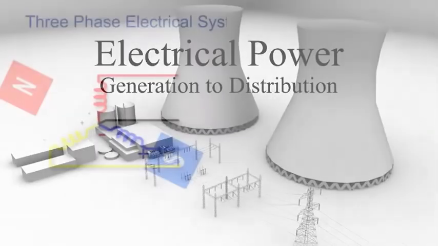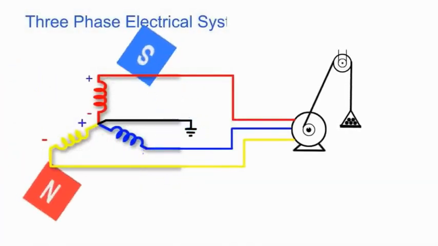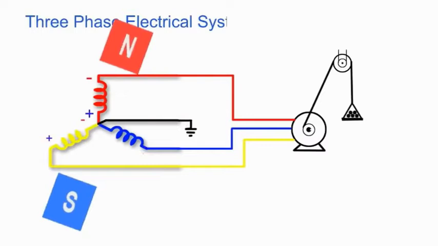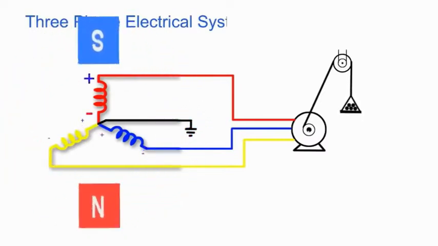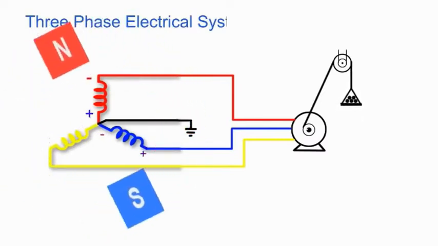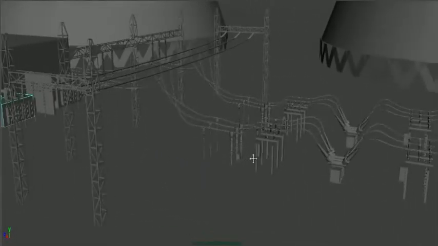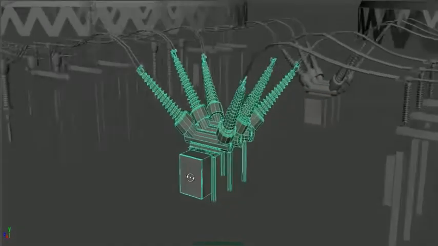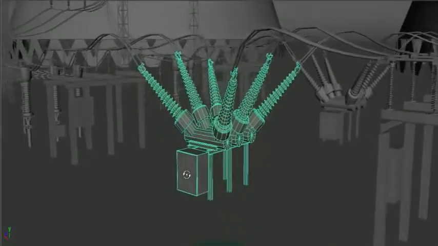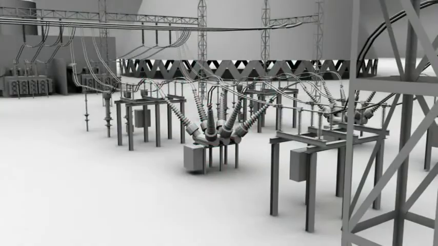Electrical power generation to distribution. In this series, we will discuss the complete process from electrical power generation to distribution, and we will cover each and every aspect of electrical engineering. For better understanding, I am going to use 3D models, 2D animations, original images, or sometimes diagrams to explain the complete process.